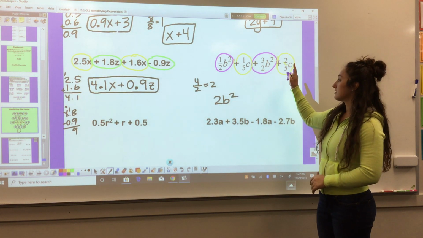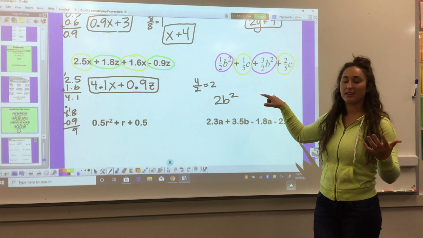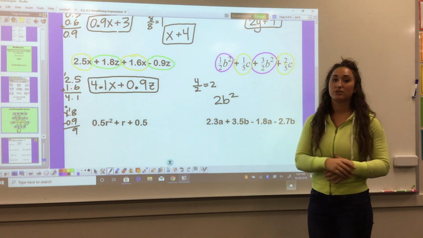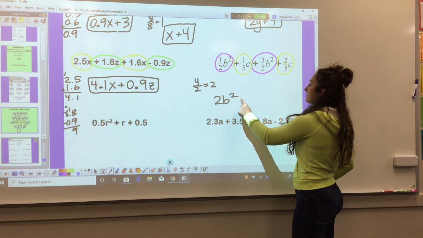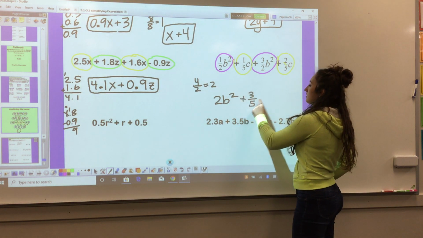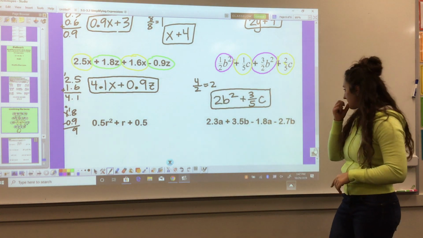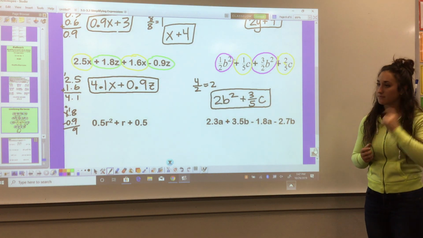And then the c's also have common denominators already. So just add the numerators. 1 plus 2 gives you 3/5 c. And that's it.